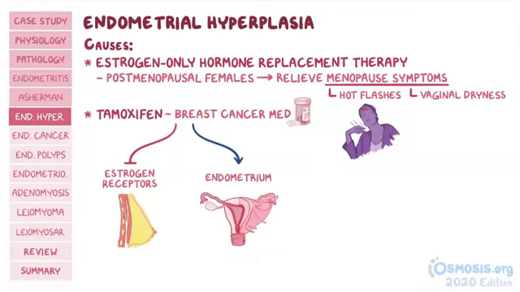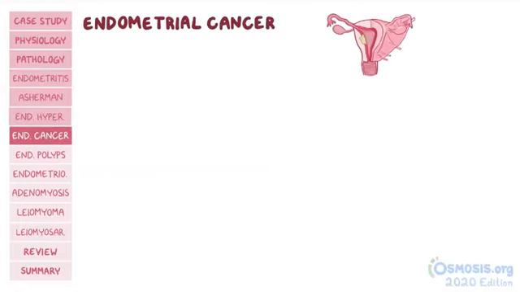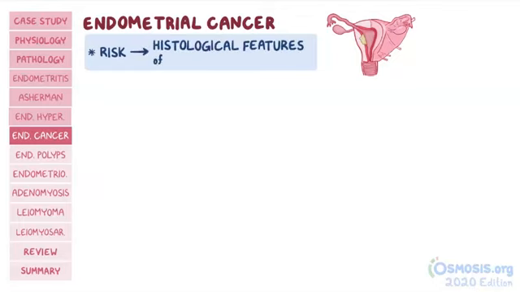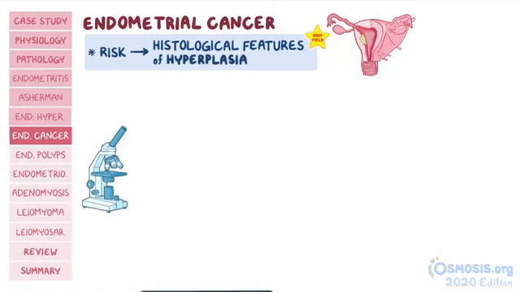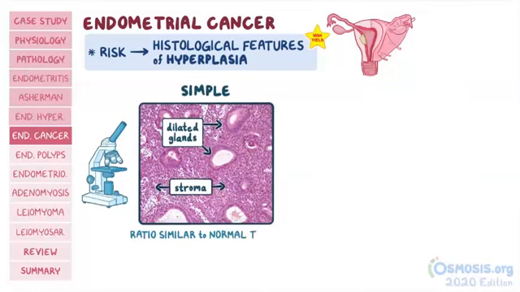The number one concerning problem with endometrial hyperplasia is that it increases the risk for endometrial cancer, which is the most common cancer arising from the female reproductive system. The risk of developing endometrial cancer depends on the histological features of the cells undergoing hyperplasia. So, zooming into a section of the endometrium, hyperplasia can be simple, where there's a lot of dilated glands and stroma, but their ratio is similar to normal tissue.